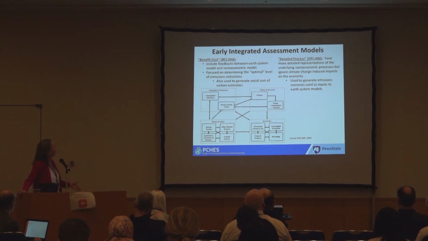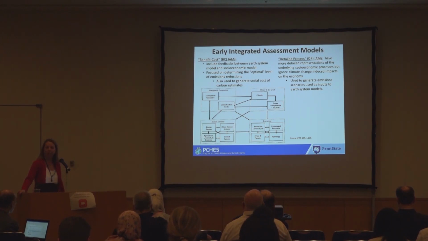So it seems like it's something that's already been adopted by this community. The first category is the benefit-cost IAM, which is the DICE model. You see down here on the left-hand side, again, reduced representations of these different components, but with a lot of arrows going back and forth. The whole point was that there were going to be feedbacks from all these different component models.